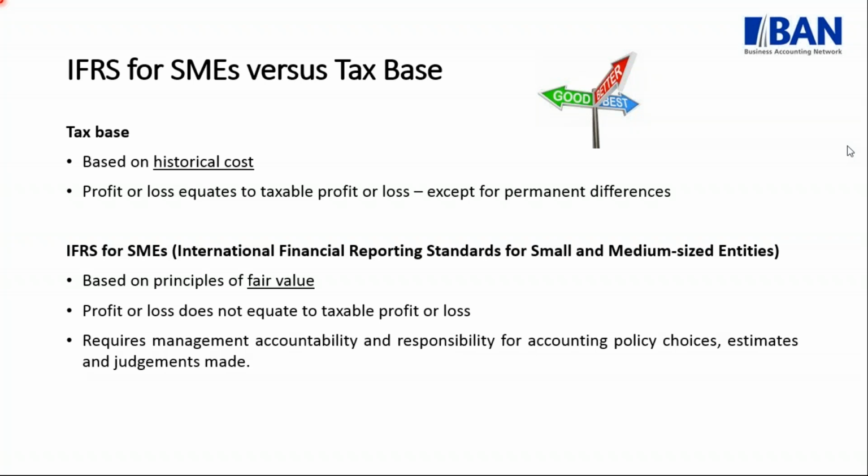Another example would be dividend income. If your business receives dividend income, it would be income on your side. However, for tax purposes, in most cases, dividend income is exempt from tax, so you would have to exclude it from your taxable income, and it would create a permanent difference. So in most cases, tax-based accounting follows the same principles as your tax, except for these permanent differences that could arise.